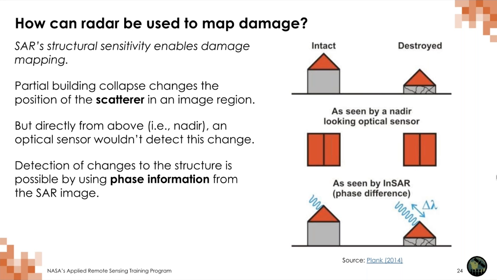But if we were to look at this from above, imagining that the roof itself was not destroyed, and we were trying to use an optical imaging sensor to map this damage, we wouldn't really see much change. But with synthetic aperture radar, it's possible to detect this type of change using information in the phase, denoted by lambda in this last row, where you can see more path lengths, more wave cycles, if you will, after the building was destroyed compared to when it was intact.